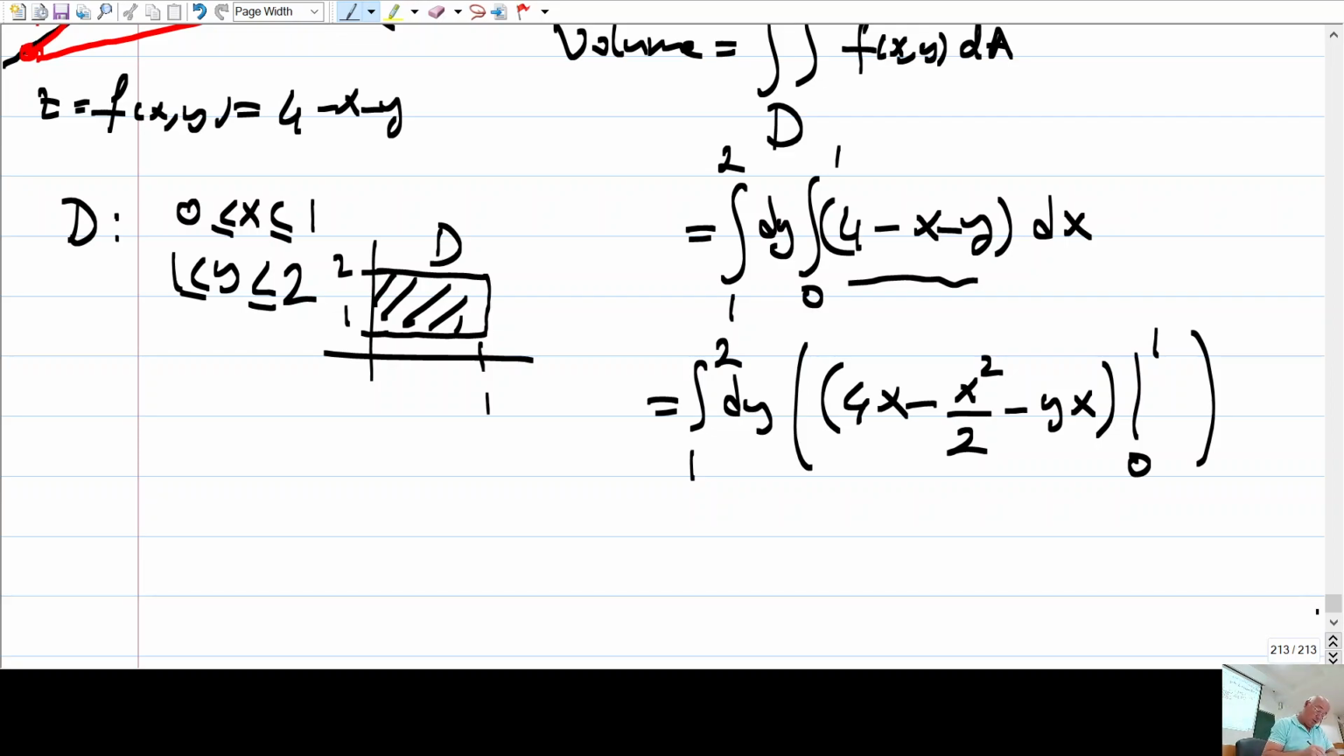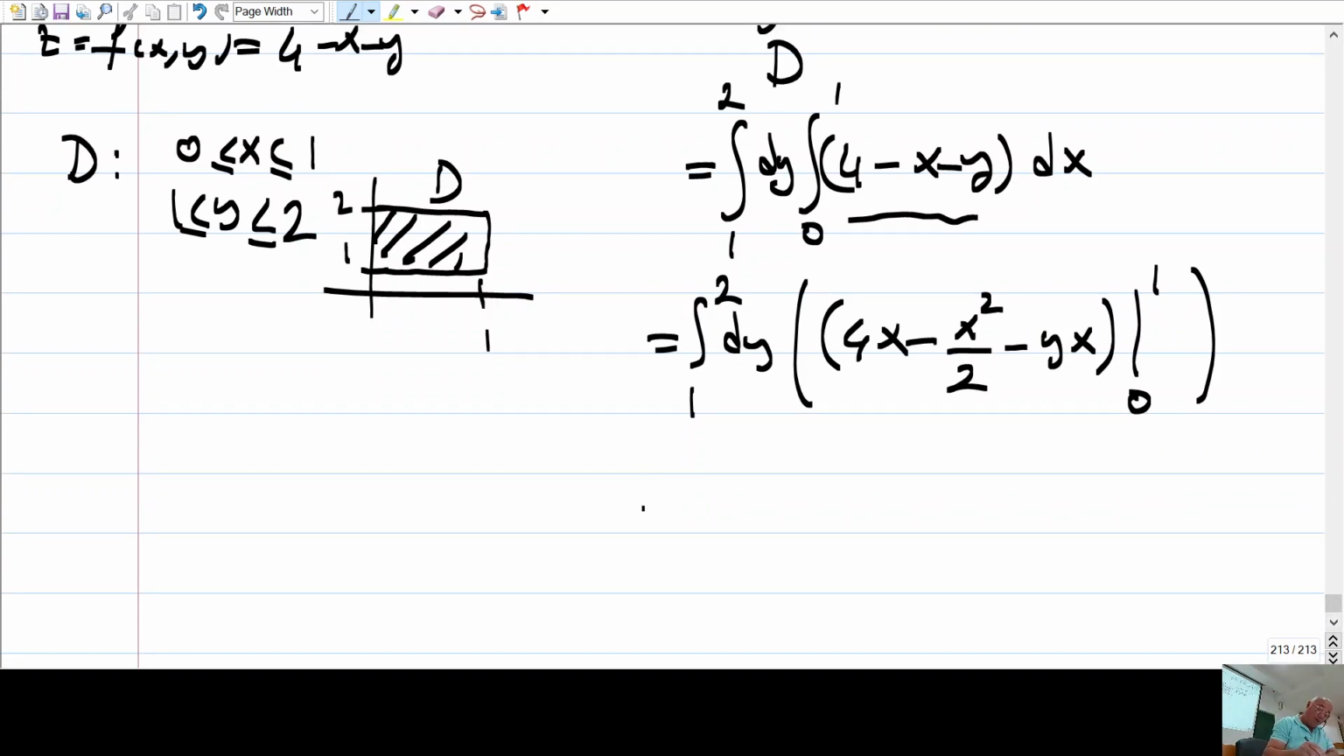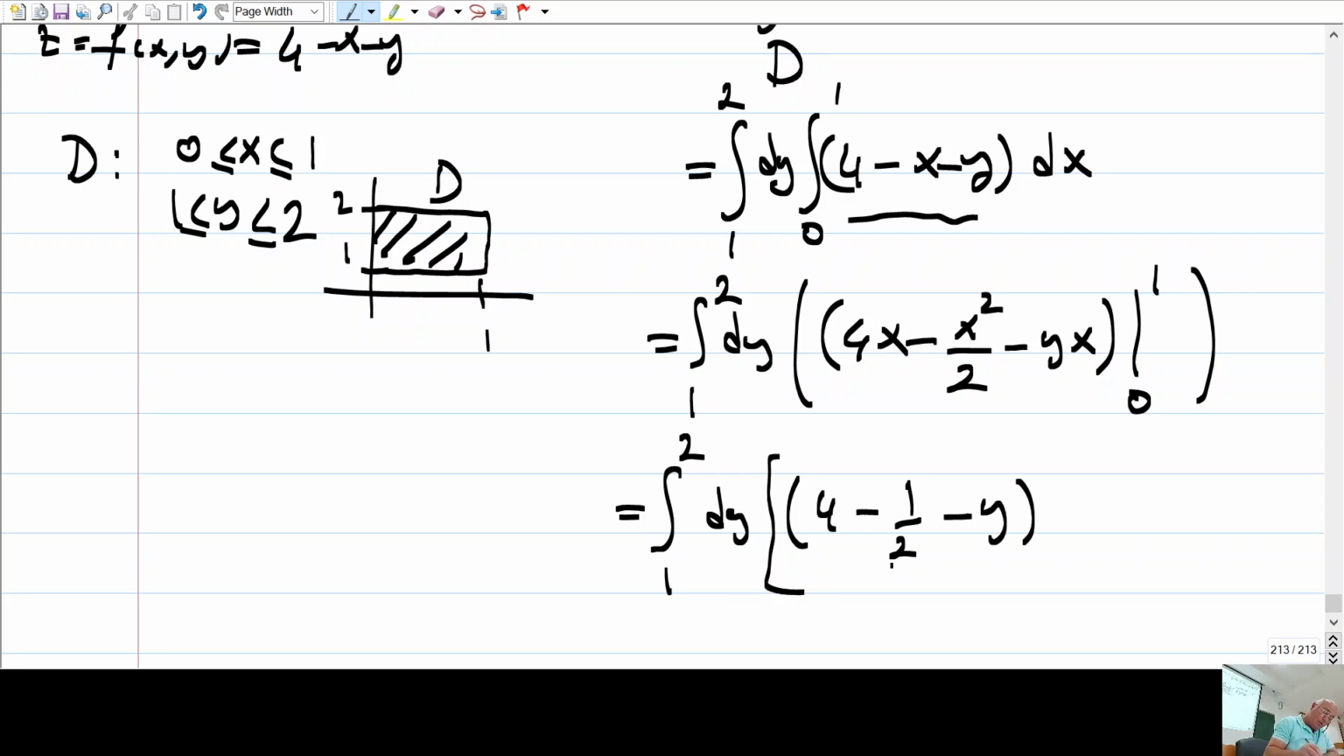I plug the end values. So when you plug 1, you get 4 minus 1 over 2 minus y, minus, I plug 0, 0 minus 0 minus 0, right?